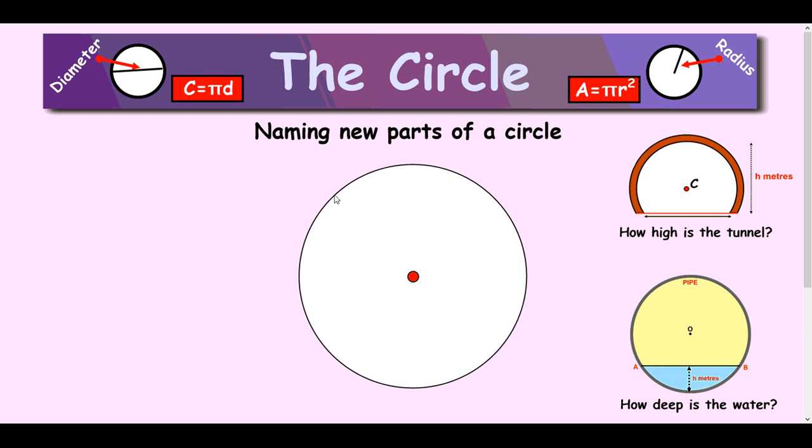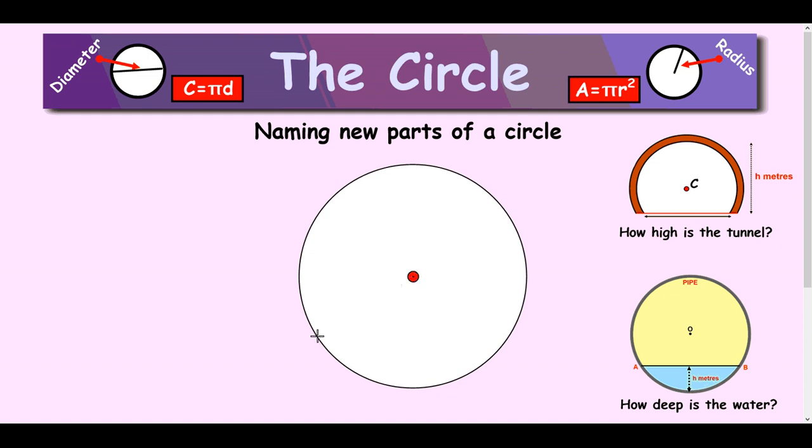Now, naming parts of circles is important here. We should know that this is called a radius, but remember the radius can go along like that, it could go across, and it could also go up and down or diagonally. Anyway, the radius is a line from the center point to the outside of the circle. It's important to remember that.